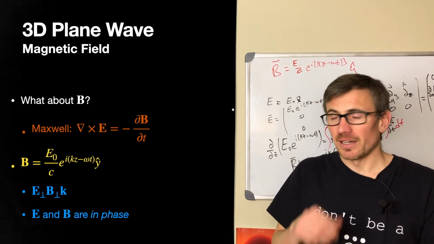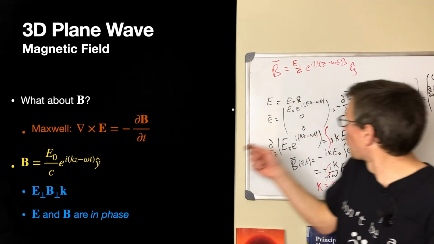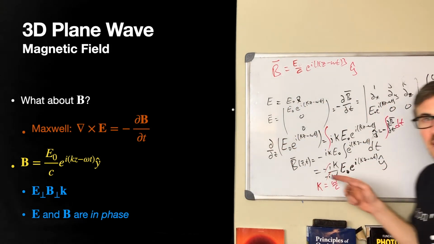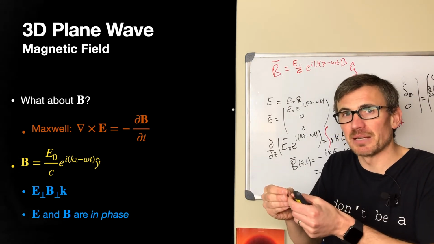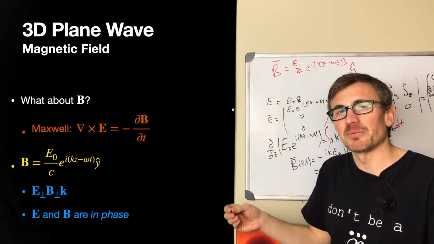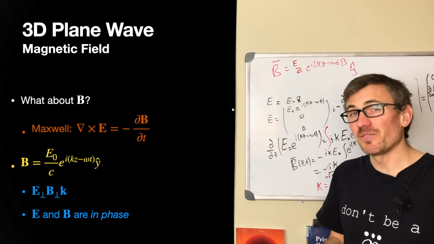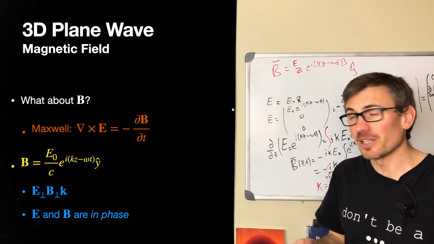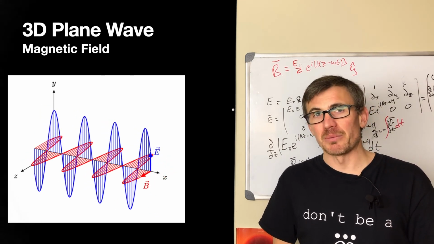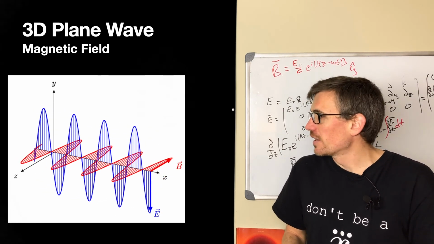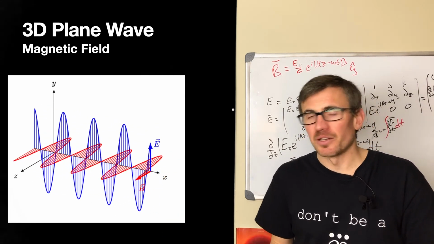So light is transverse. Furthermore, they both have the same phase factor. They evolve at the same rate. This actually means something. This means that they're minimum at the same time and they're maximum at the same time. So they're in phase and they're mutually perpendicular. So we had this picture from lecture 0. Do you remember that? Of the electric field and the magnetic field propagating away.